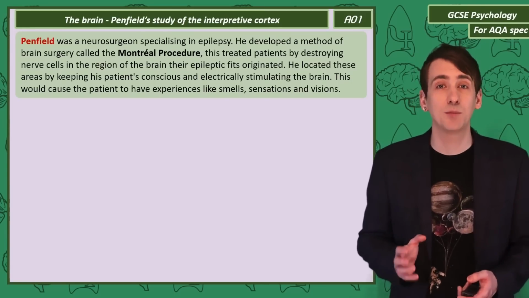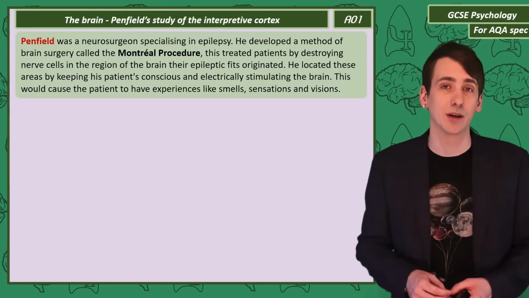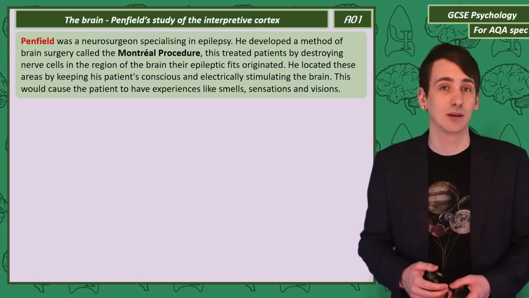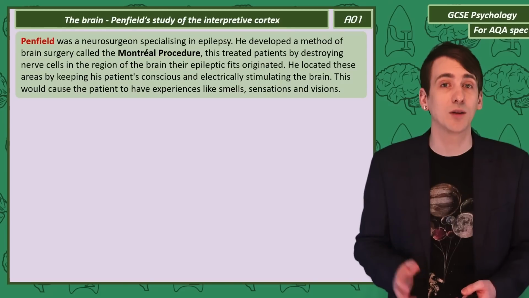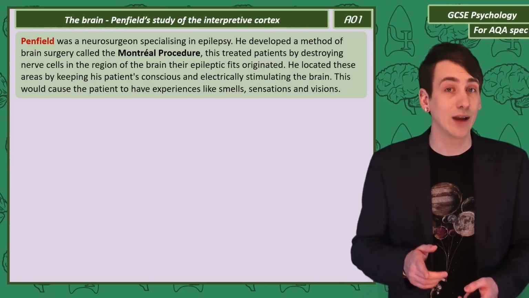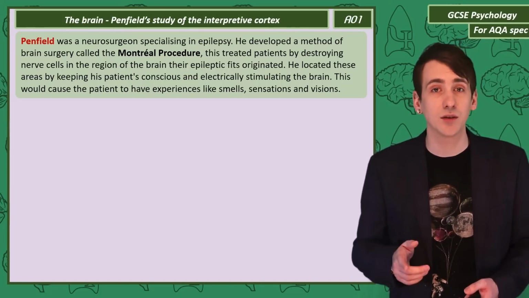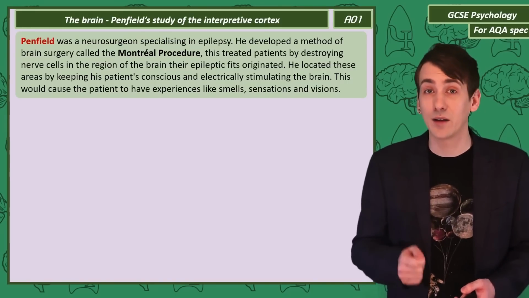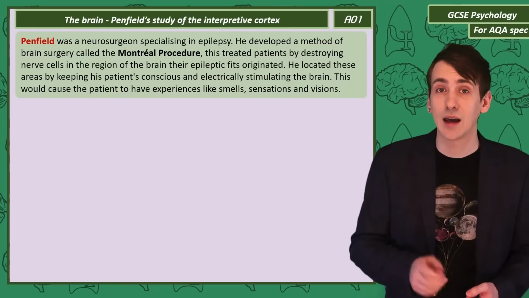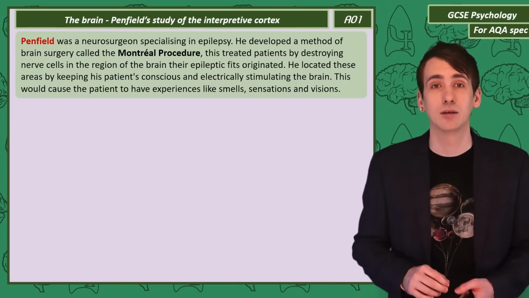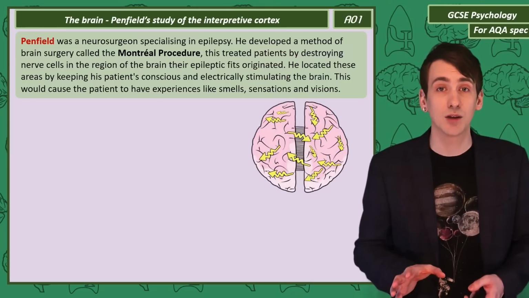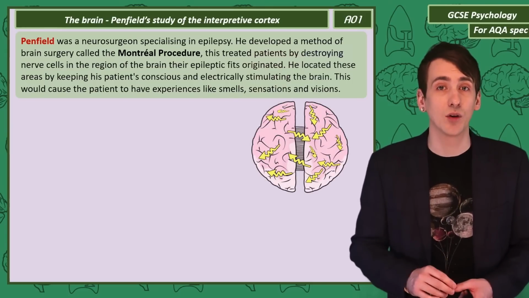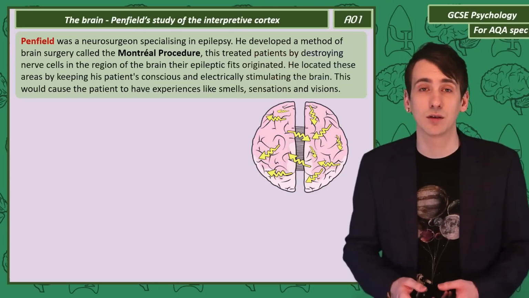Penfield developed a type of brain surgery called the Montreal procedure as a treatment for epilepsy. This involved opening up the brain while his patients were conscious, locating the area the epileptic fit started by electrically stimulating various parts of the brain. When he found the area responsible for the epileptic fits, he would destroy that small area. During the electrical stimulation process, the patients would report sensations like smells and visions.